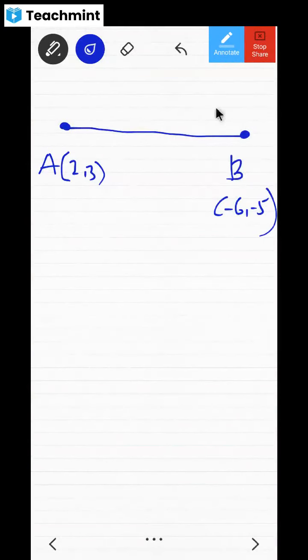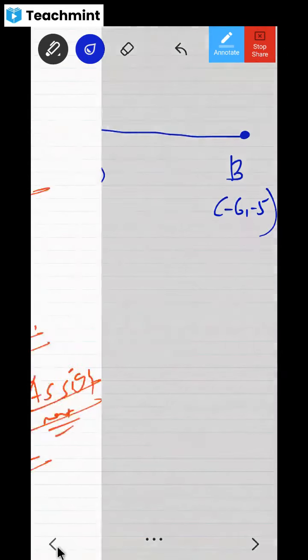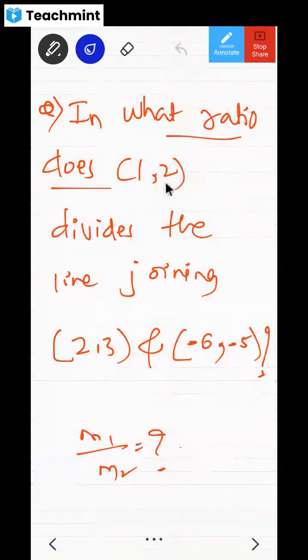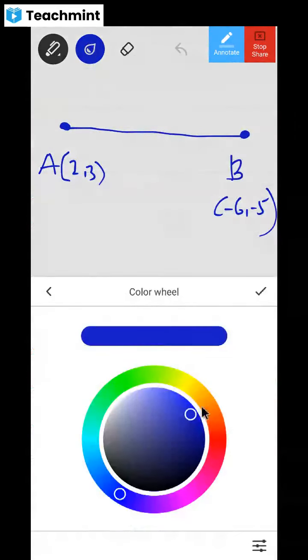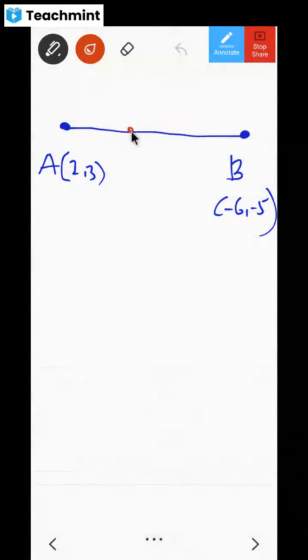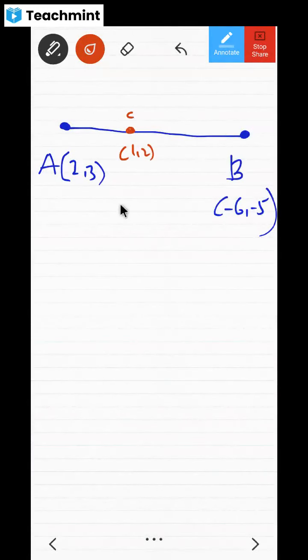Now, the line joining these two points, in which ratio is this point given? That is (1, 2). Here is that point, (1, 2), so this is C. In what ratio? What ratio means m1 divided by m2, they are asking, no, dear children? Yes, sir. In what ratio does this point (1, 2) divide the line joining (2, 3) and (-6, -5)? This is what they are asking.